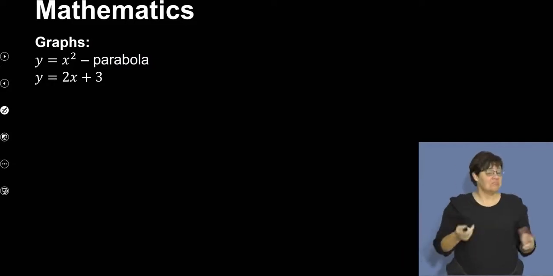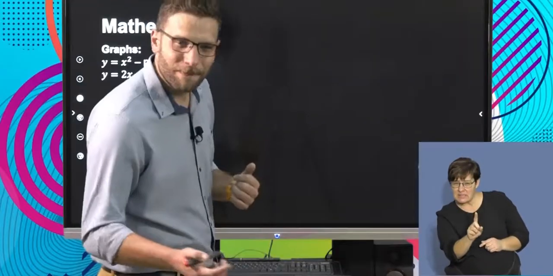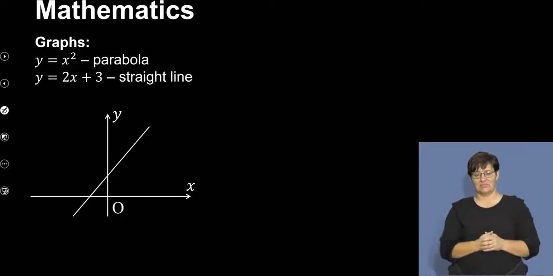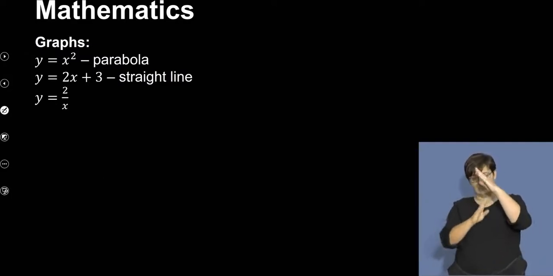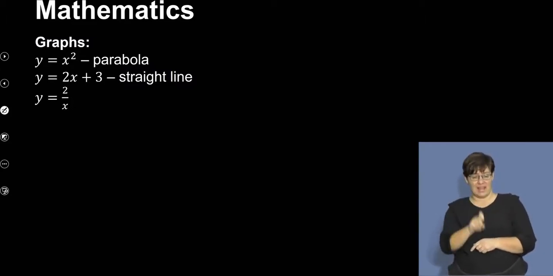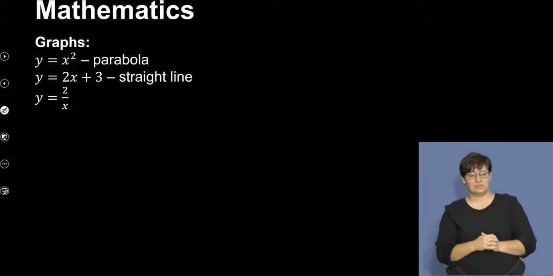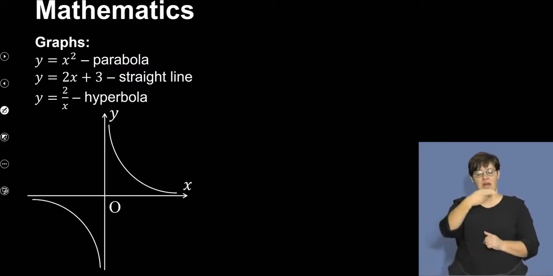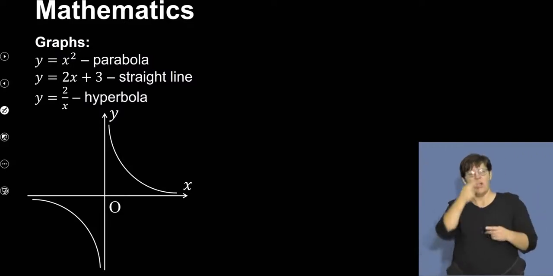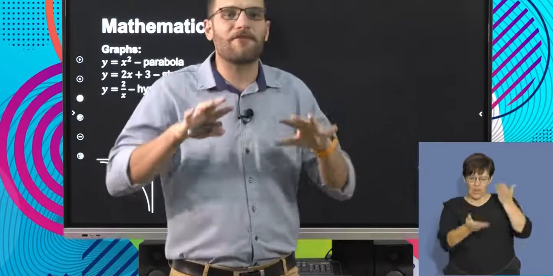Can you remember what this is? This is a straight line where 2 is the gradient and 3 is the y-intercept. If we look at the next one, y equals 2 over x, if you can remember, this is a hyperbola, and that's what my hyperbola looks like. And so in functions, every different equation represents a different type of curve.